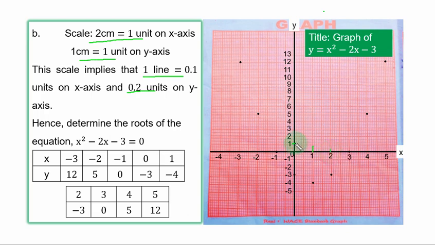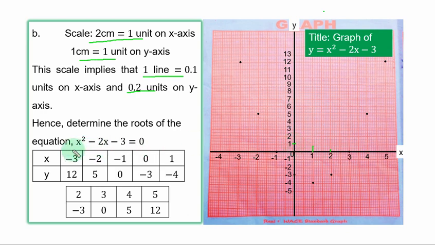On the y-axis, the end of the first box from the origin is 1. The next one is 2. You have 3, 4, 5, and so on. When you move down from the origin, you have minus 1, minus 2, and so on. Next thing is to plot the various values.